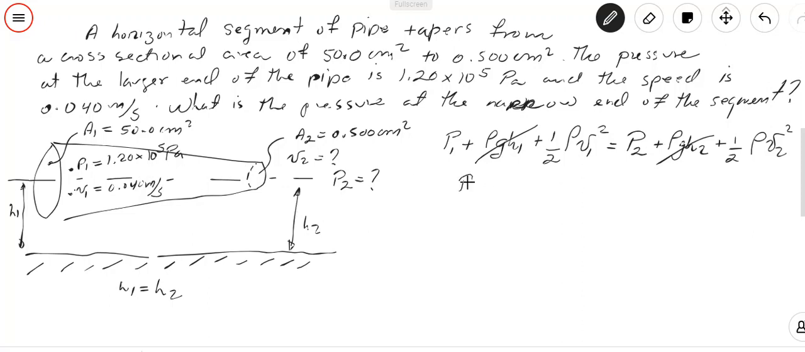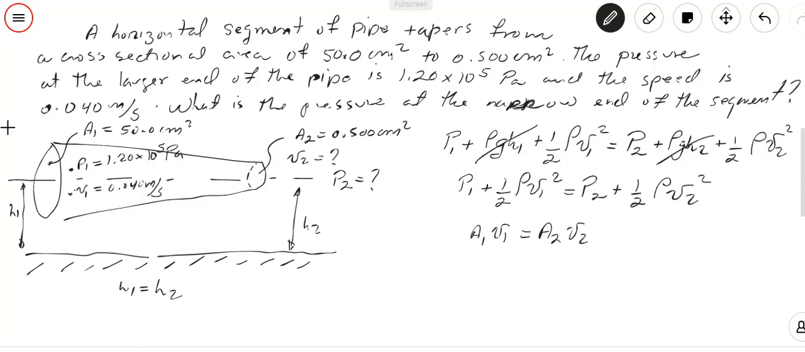So now my equation is P1 plus 1 over 2 rho v1 squared is equal to P2 plus 1 over 2 rho v2 squared. Now, we don't know velocity 2, and we don't know P2. How can we find velocity 2? Using the continuity equation, because I know that A1 times v1 is equal to A2 times v2. So the area in region 1 times the velocity of the fluid in region 1 is equal to the area of region 2 times the velocity of the fluid in region 2. I know area 2, area 1, and velocity 1, so I'm ready to find the velocity of the fluid in region 2.